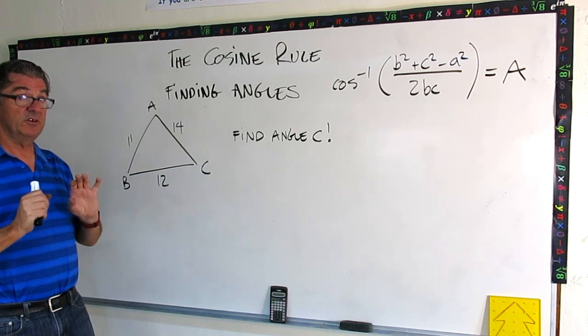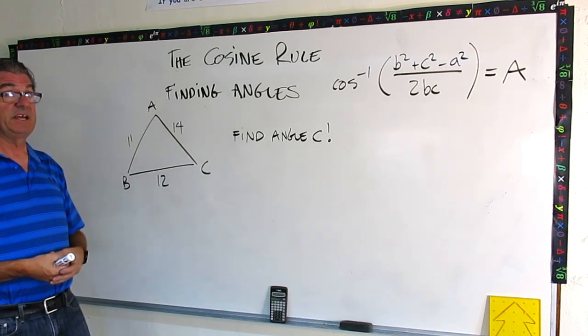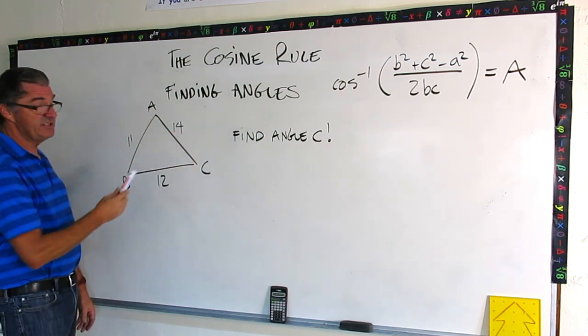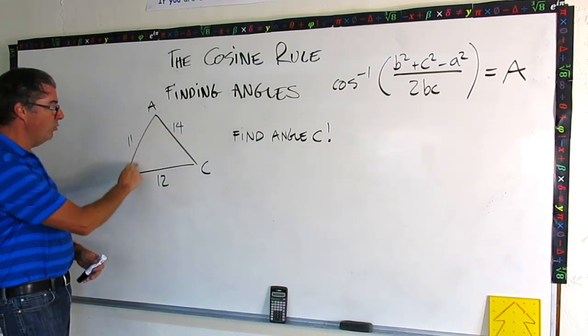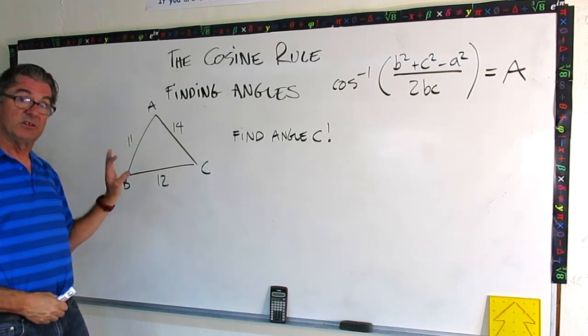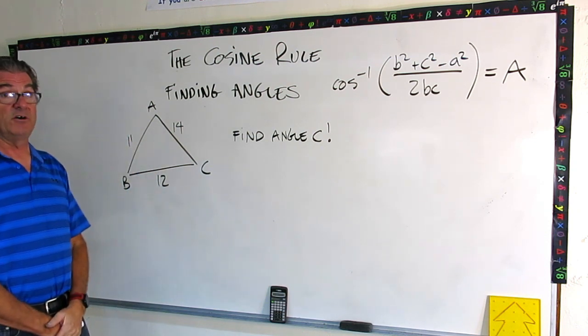Okay, now we're going to do it backwards. We're going to use the cosine rule to find a missing angle. Okay, so we can do that if we know all three sides of the triangle, then we can find any one of those three angles. The three sides determine the triangle absolutely, so the angles can be known.